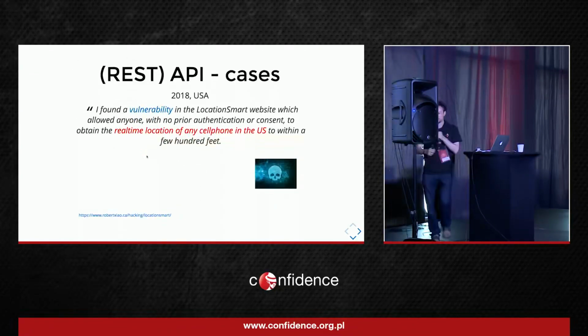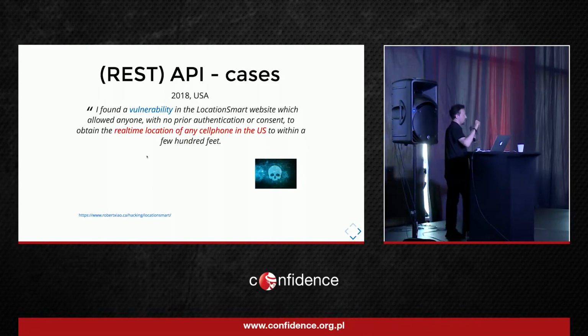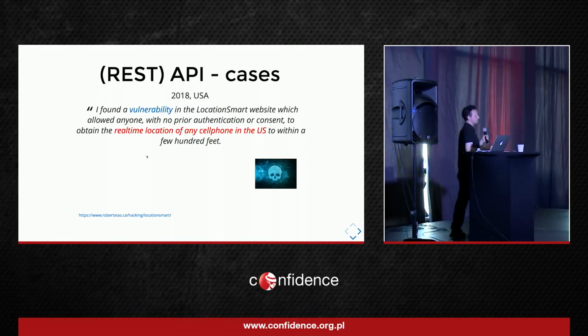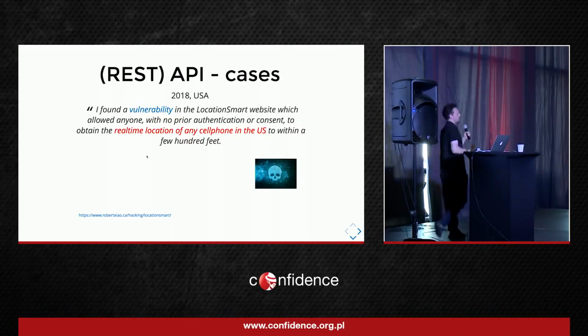All right, so let's see the first case about API hacking, and this is quite fresh from last month, actually. In the United States, they have something like Location Smart. As a demo, they allow you to track the physical location of your phone. Basically, you put your phone number, your GSM number, into this website, and then they send you a short message, an SMS. You retype this SMS into this web form, and after this, you authenticate this request, and they show you the exact location of your phone.